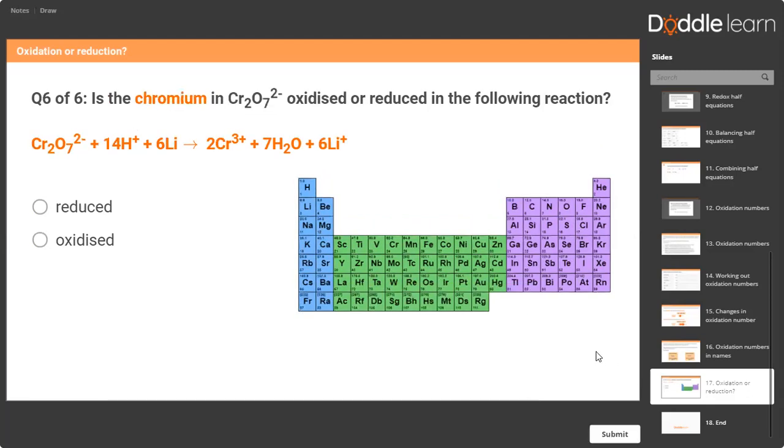And then finally, chromium. Is it oxidized or reduced in the following reaction? Where is our chromium? That is reduced because we've lost oxygen.